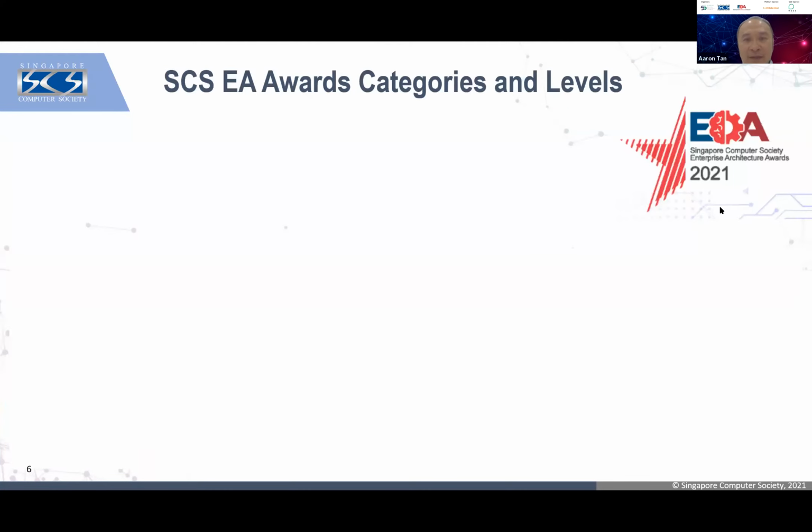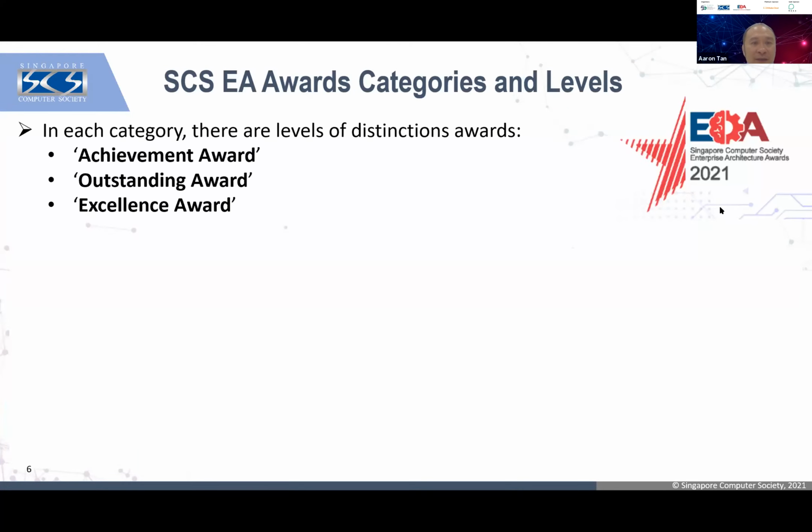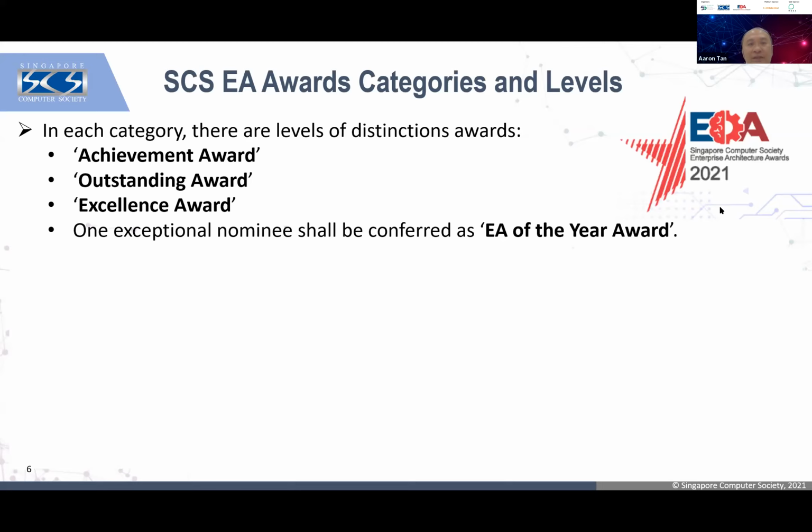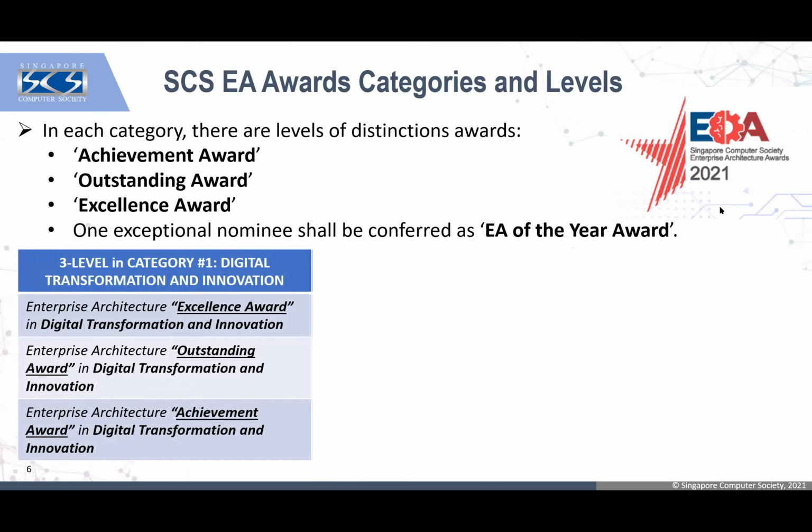So in terms of the category and the level, there are actually 3 levels. The first one is Achievement Award, Outstanding Award, and Excellent Award. Okay, so if those of you have submitted, I think we will not let you down, right? So you can get Achievement, Outstanding, or Excellent, and of course for each category itself, there will be an EA of the Year Award. So this one is like best of the best, like the All-Star Award. So there will be a category where each of them will have an EA of the Year. Throw in money. I don't know what is the amount that we're talking about that we can look at.